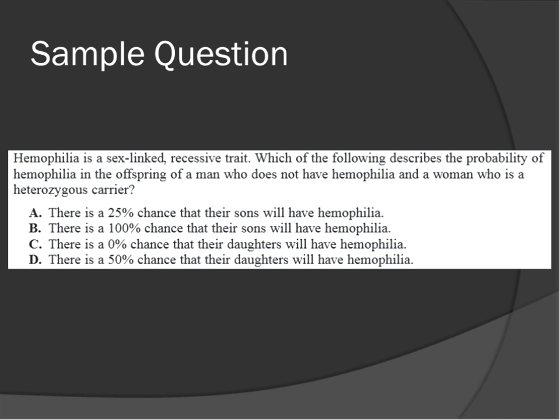All right, so here's a good question to work with together. Hemophilia, that's a sex-linked recessive trait. Which of the following describes the probability of hemophilia in the offspring of a man who does not have hemophilia and a woman who is a heterozygous carrier? All right, so I'm going to turn on the polling here. If you want to choose A, B, C, or D, I will get you started.